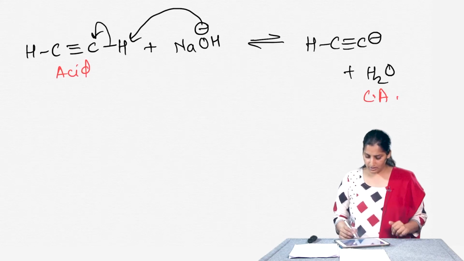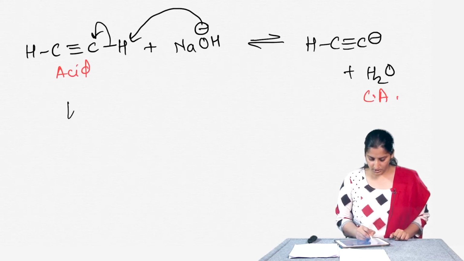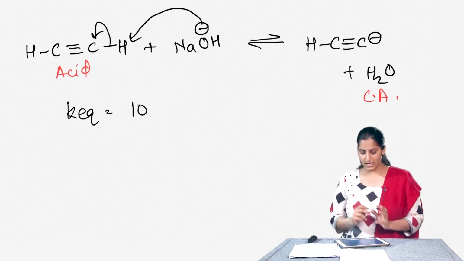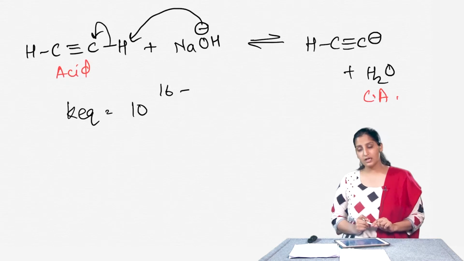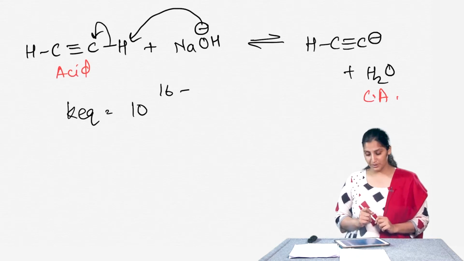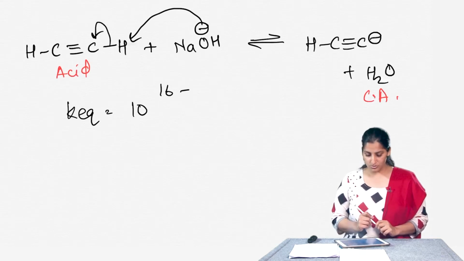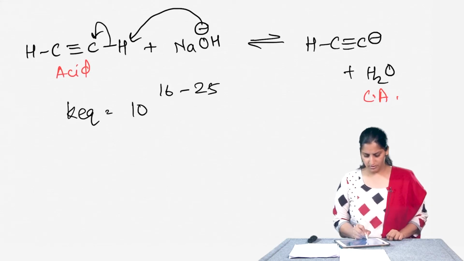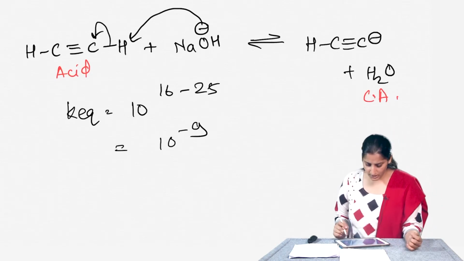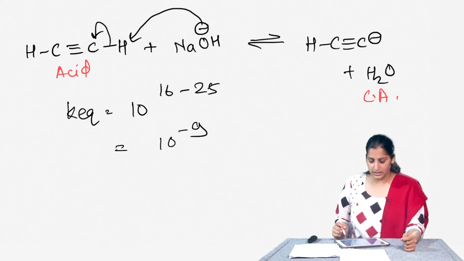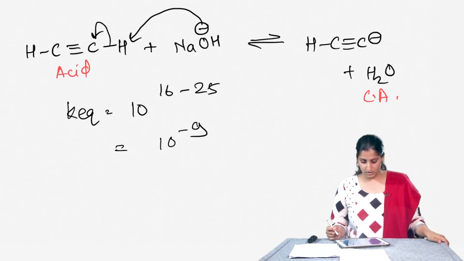Now, if we take the KEQ, which is 10 to the power conjugate acid pKa minus acid pKa. So, it will be 16 minus the pKa of acetylene, which according to your pKa chart is close to 25, right. So, this is close to 10 to the power minus 9, right. So, the KEQ for this particular reaction is 10 to the power minus 9.